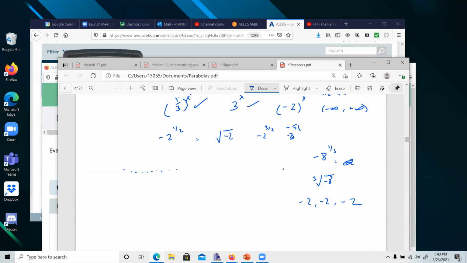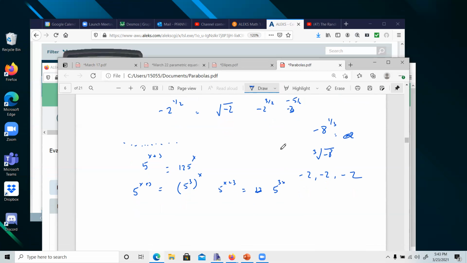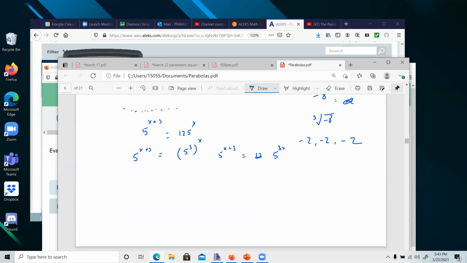One of the things we're going to do later on is equate exponents. That's a very common thing. You're going to get something like 5 to the x plus 3 is equal to 125 to the x. And you're going to say, oh, but 125 is really 5 cubed, so it's 5 cubed to the x, and then you're going to get 5 to the x plus 3 is equal to 5 to the 3x. Remember, I'm counting on you guys to remember all of your exponent rules like a pro. Okay, I'm kidding. We're going to cover that.